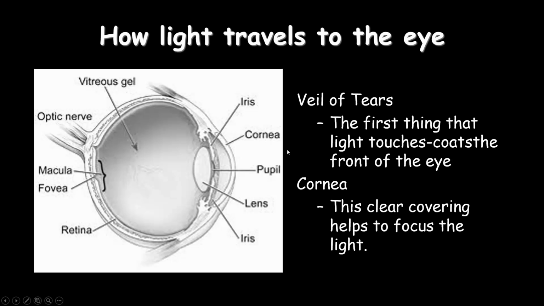So moving into how light travels to the eye, we have the veil of tears, and that is the first thing that light touches, and it coats the front of the eye. So our tears are on the outside. Okay, so the outside of the eye, just outside the cornea, is where the veil of tears is. Once it gets through the veil of tears, it'll hit our cornea, and this is a clear covering that helps to focus the light.